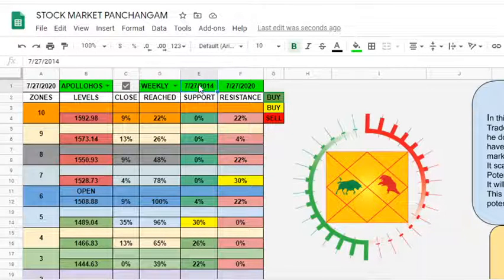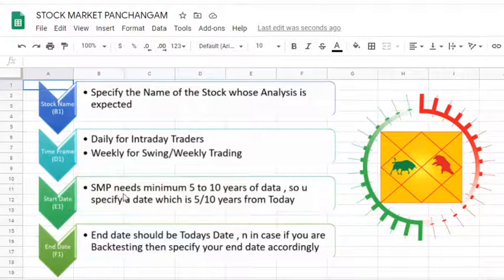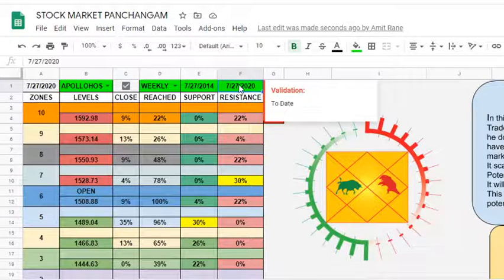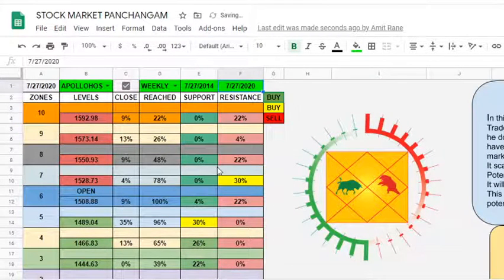And then E1 and F1. E1 is the start date, F1 is the end date. SMP needs a minimum of 5 to 10 years of data, so you specify a start date which is 5 to 10 years from today. The end date should be today's date. In case you are backtesting, then specify your end date accordingly. This means that if I have to trade today, I have to specify the end date as today's date. Then the start date can be set either 5 years or 10 years from today.